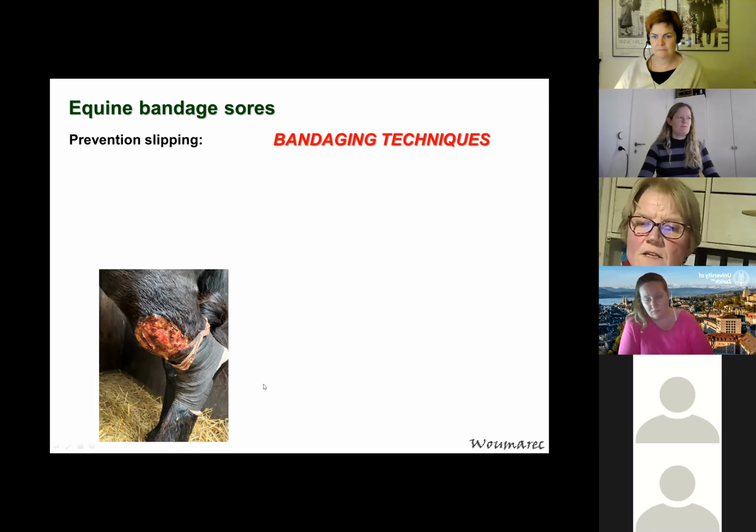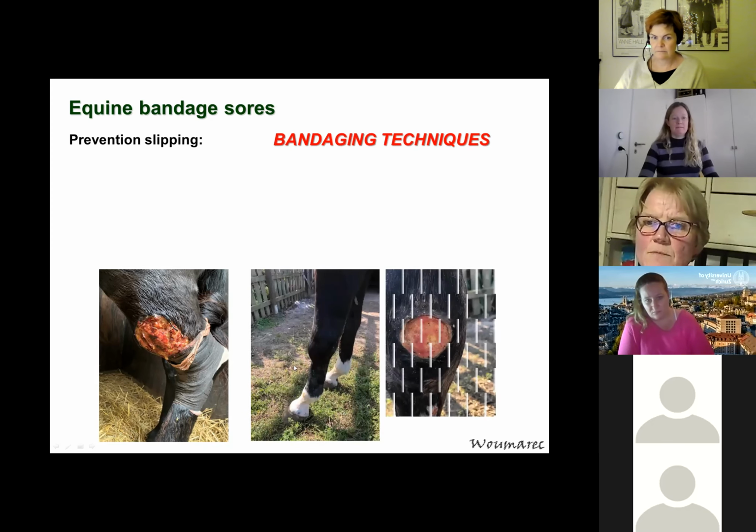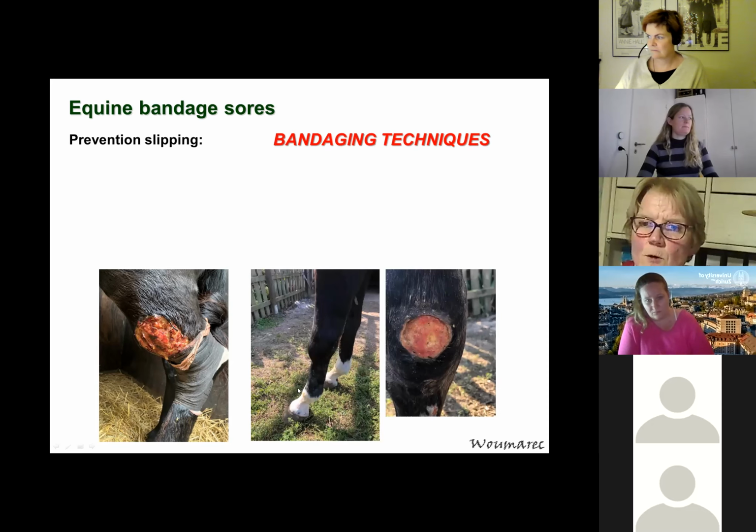So proper bandaging is essential, and we are all veterinarians and we all think we can apply proper bandages on our veterinary patients, but proper bandaging is really difficult sometimes. Another example of one of our colleagues that tried to treat the hygroma on the carpus with a firm bandage.